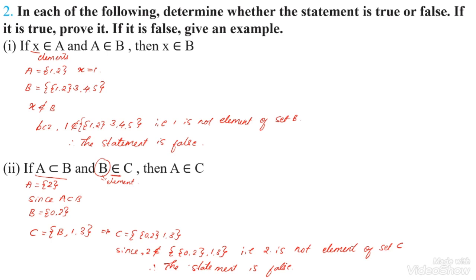Now, let us move on to the next one. If A is a subset of B, and B is a subset of C, then A is a subset of C. Obviously, this is a true statement. So I will prove it generally. First, A is a set containing the element 1. Because there is a subset symbol here, A is the small set, B is the main set containing the elements 1, 2.